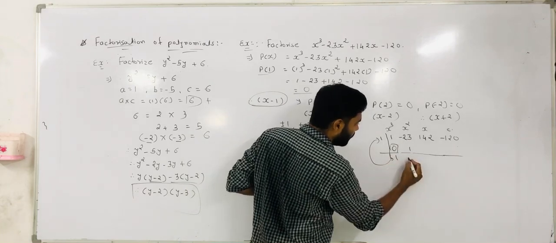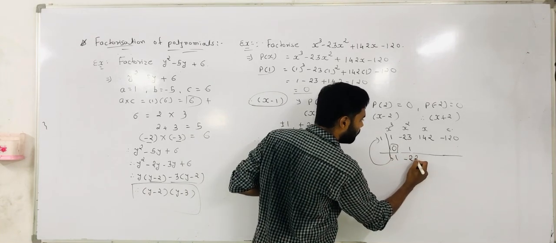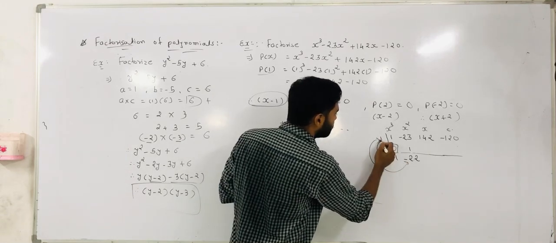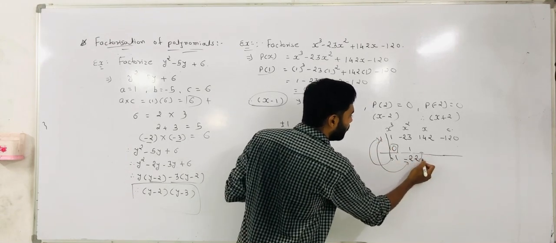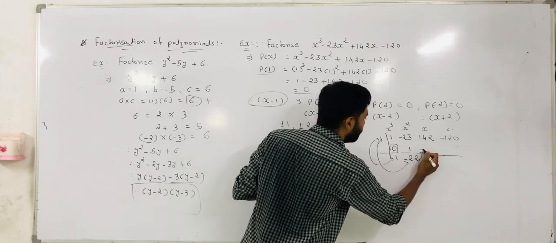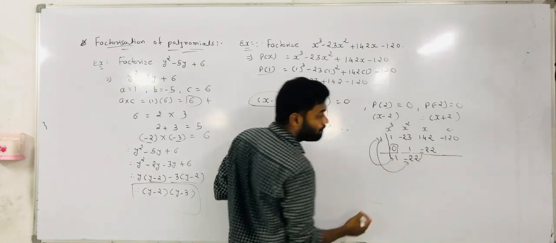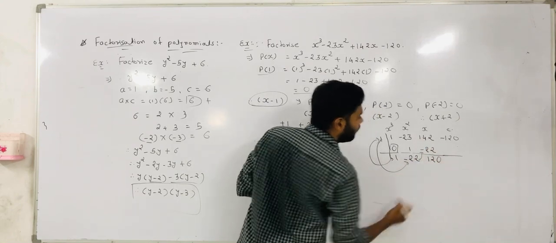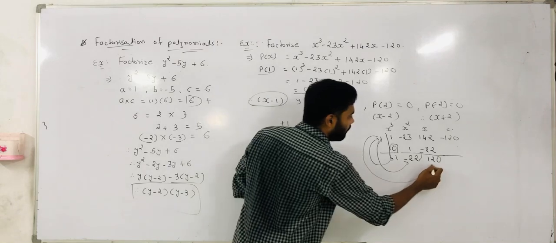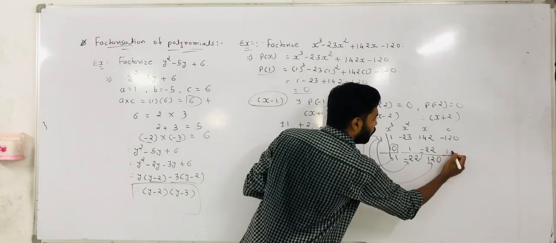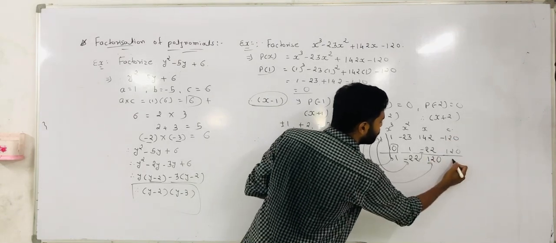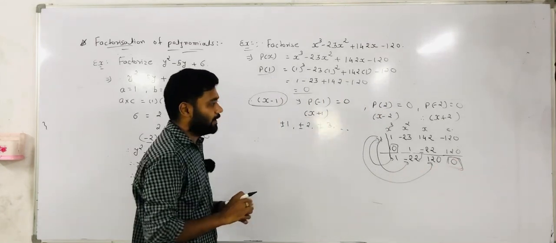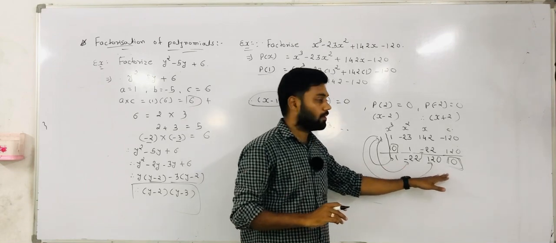Minus 23 plus 1, so you will get minus 22. Again multiply 1 and minus 22 and write it over here. So minus 22 into 1 is minus 22. 142 minus 22, so you will get 120. Again multiply 1 with 120, so you get 120. Add these two, so you will get 0. Here 0 must come. Then your coefficients are right.